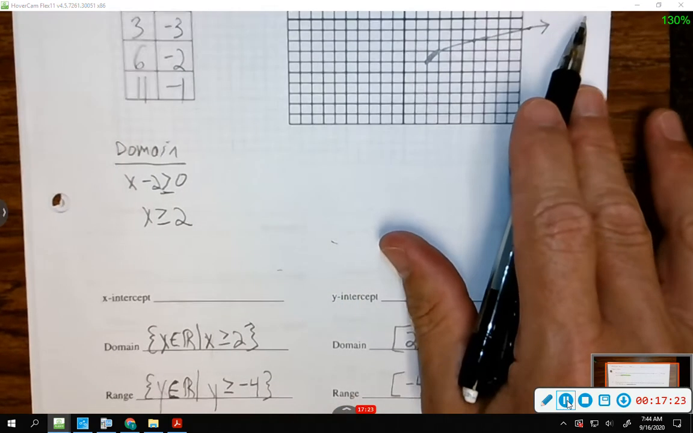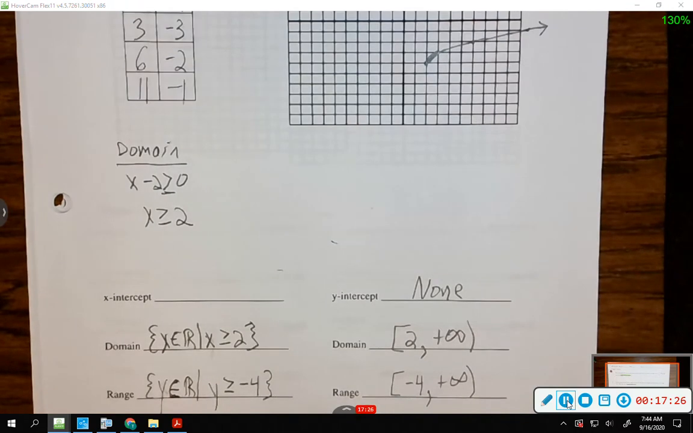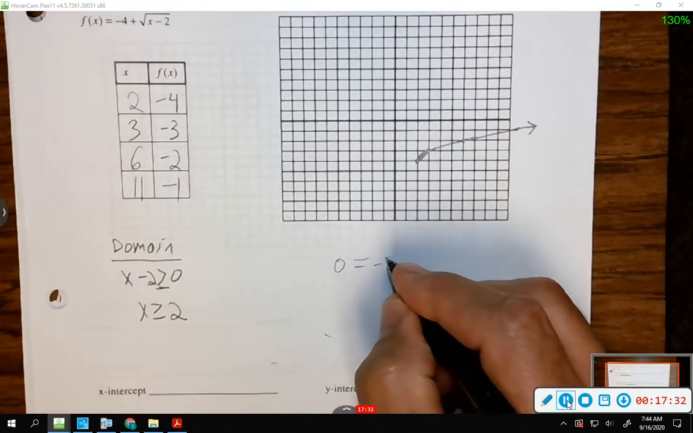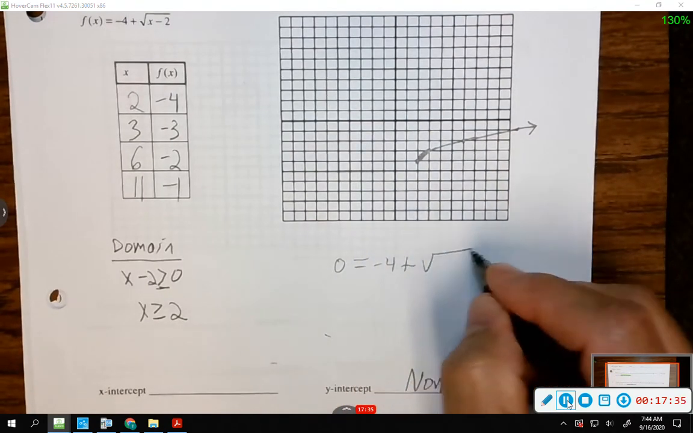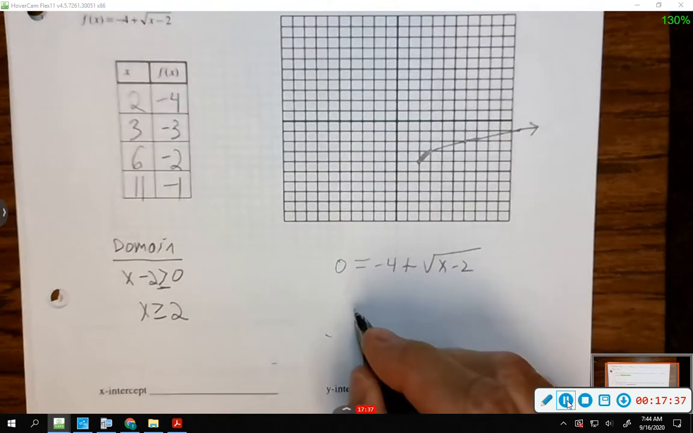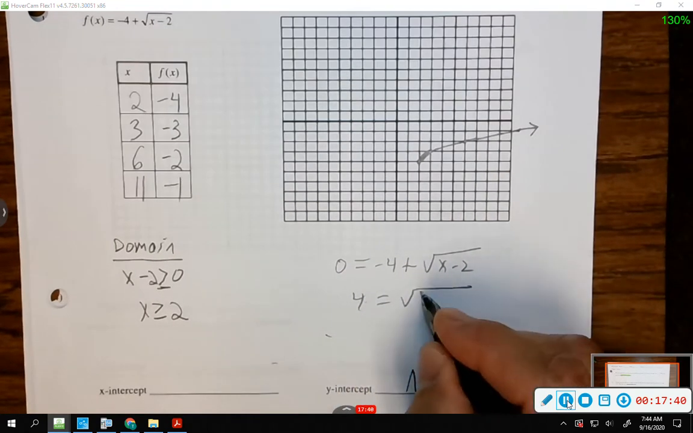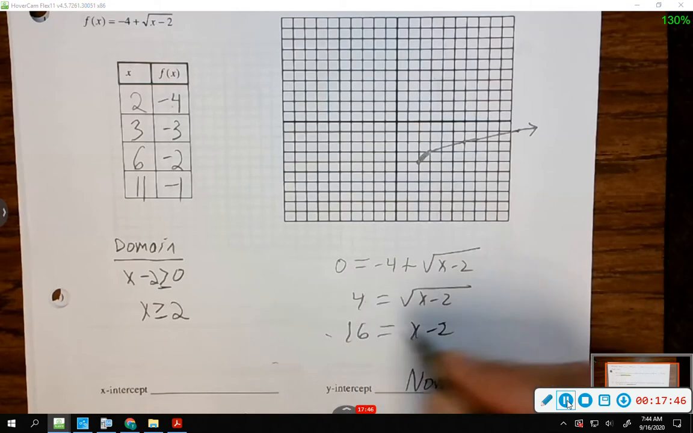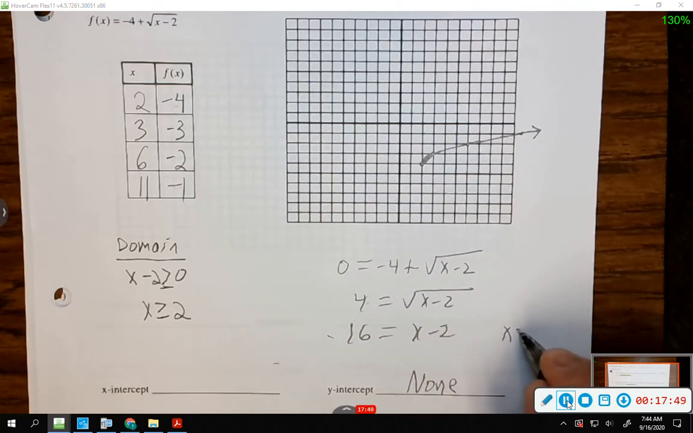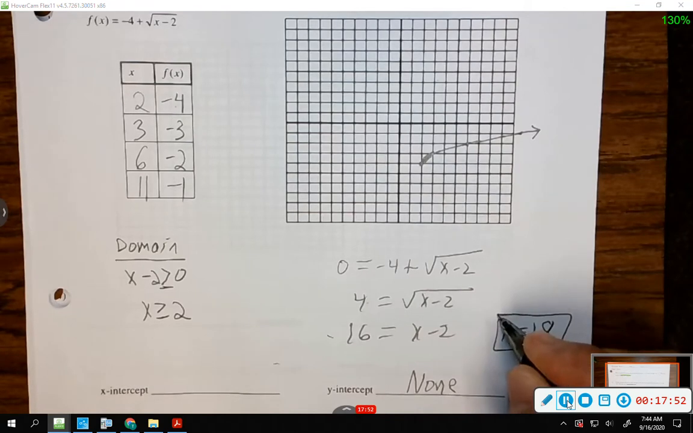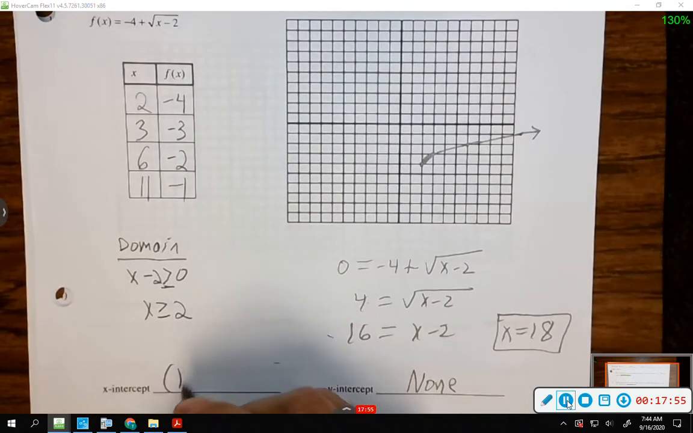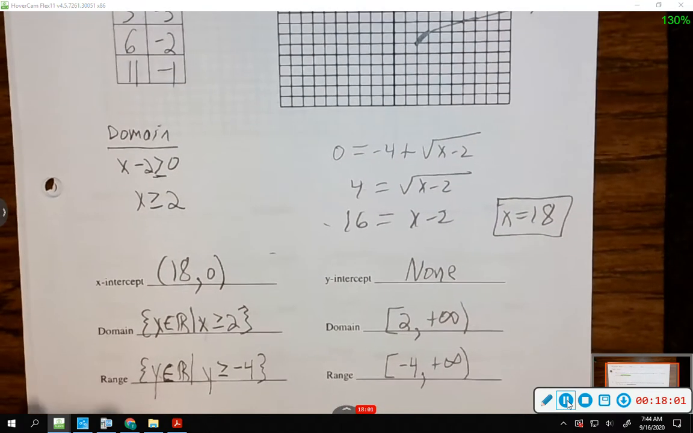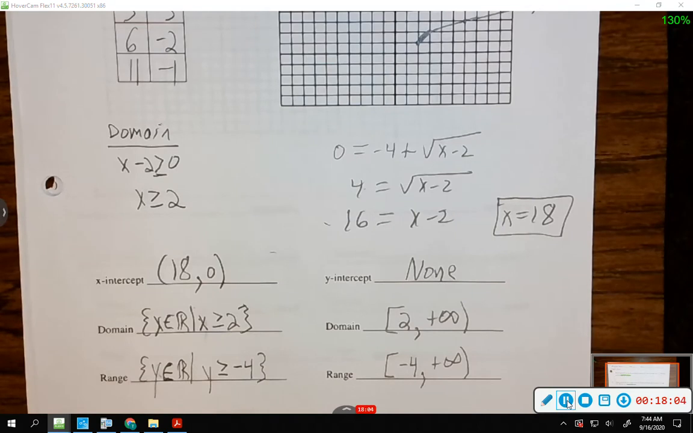It is going to cross the x-axis at some point. So if I set this function equal to 0, that's plugging in 0 for y. I can solve this. I can add 4 to the other side, square both sides, and add 2 to both sides of the equation to figure out that the x-intercept is actually 18. Even though it doesn't fit, I want you to list that x-intercept on this problem. Okay? So there it is. I'll leave it there just for a second in case you need to get any of those solutions down. It's problem number 7.